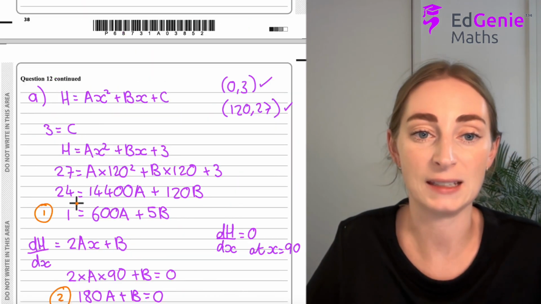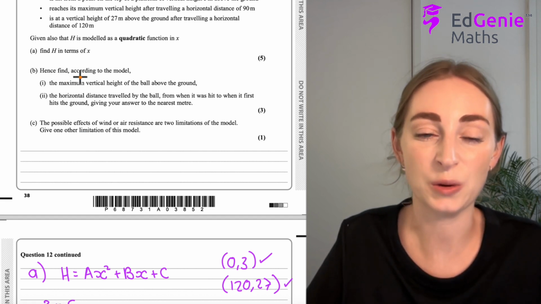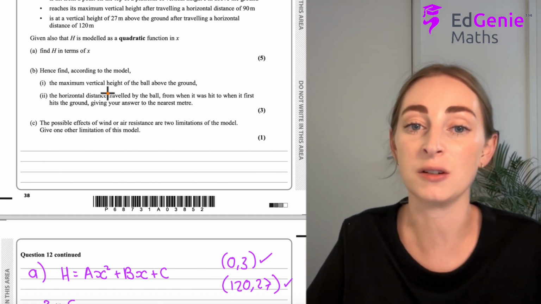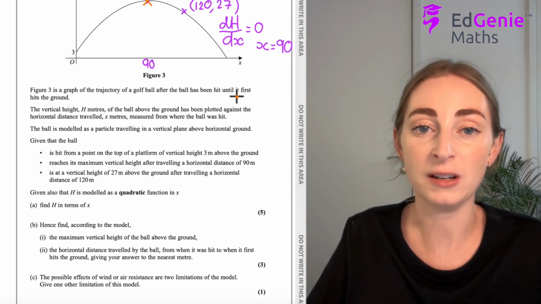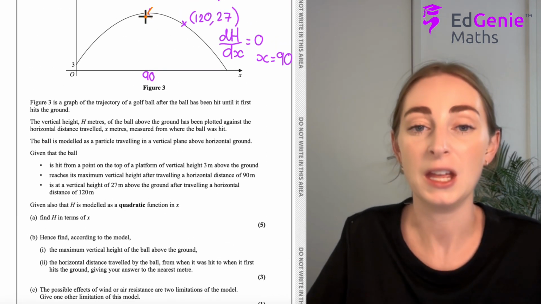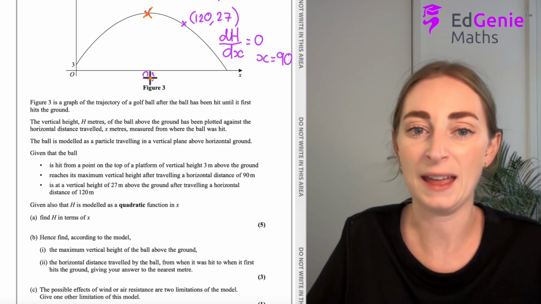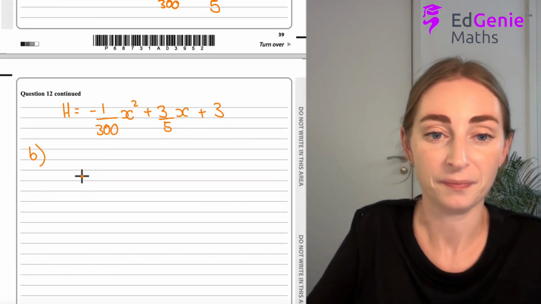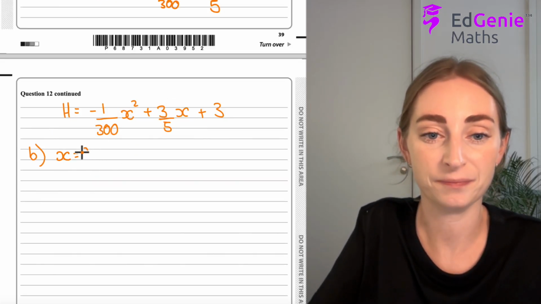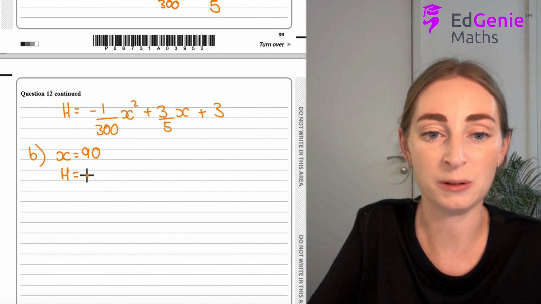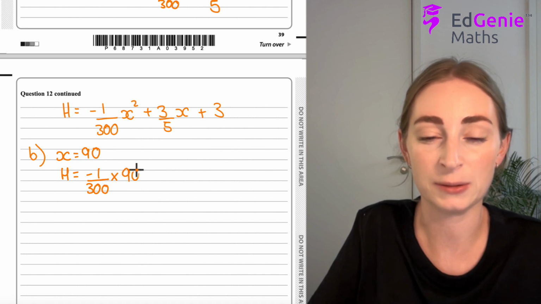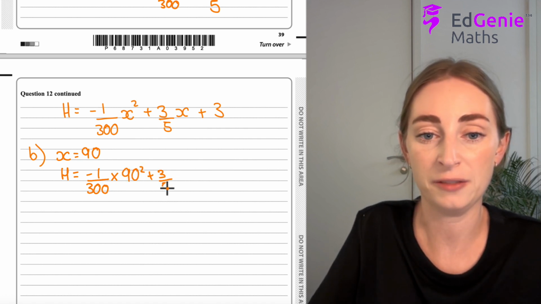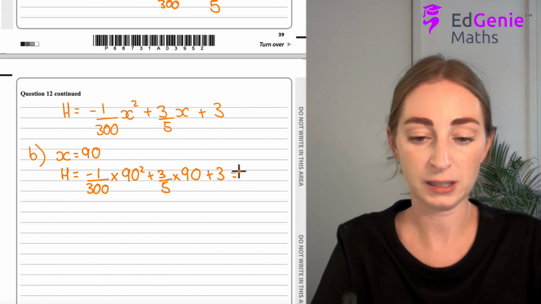Part B says, hence find, according to the model, the maximum vertical height of the ball above the ground. So we're finding this point here, which is quite easy because we know that x is going to be 90. So we just need to substitute in, and that will give us our h. When x equals 90, h is going to equal minus 1 over 300 times 90 squared plus 3/5 times 90 plus 3. Put that all into our calculator.